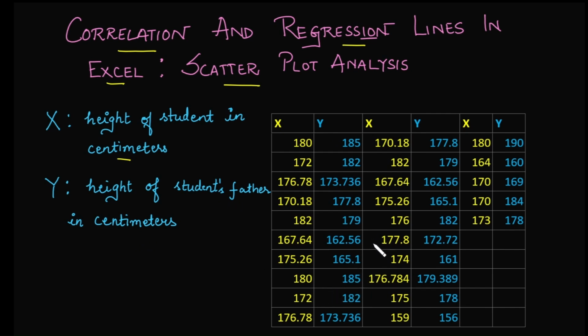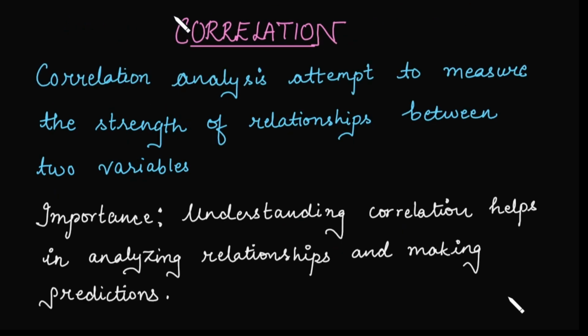Before moving to Excel, let's start with a brief explanation of these two terms. Beginning with the term correlation, it consists of two words: co and relation, and it defines the relationship between two variables. With the help of correlation, one can understand how changes in one variable are linked to changes in another variable and how strong the relationship between them is.